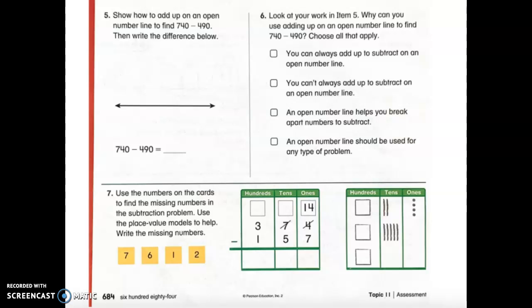And now we're on page 684. And it says, number 5, show how to add up on an open number line to find 740 minus 490. Then write the difference below. So if you're adding up, it means you're starting on this side and you're adding on to get to the bigger number, and then how much did you have to add on is the difference.